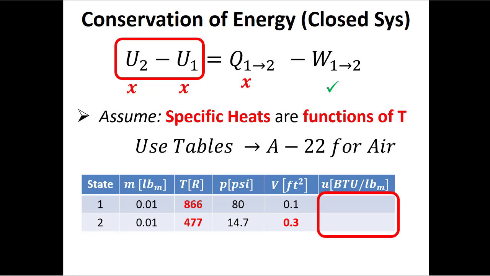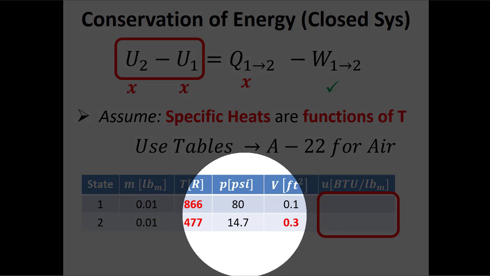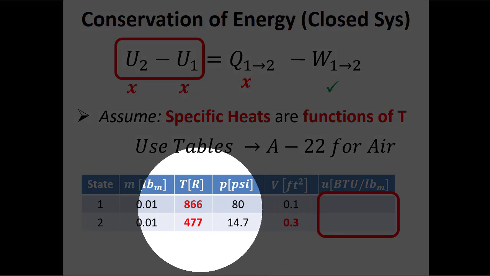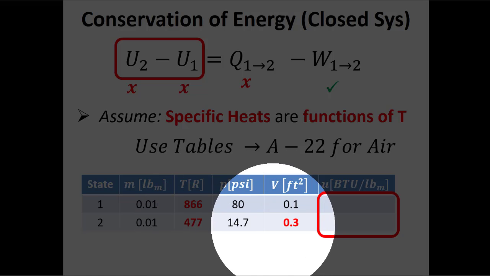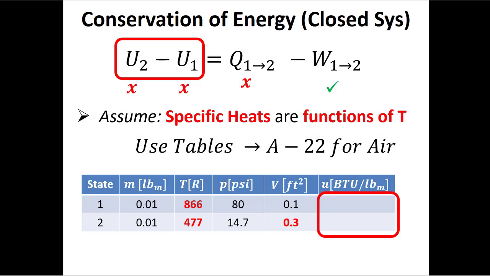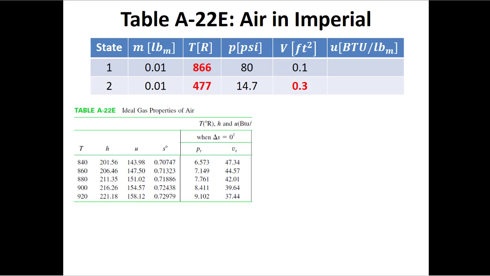So here's my state table. I used the ideal gas law to find these temperatures and this volume, and none of that is going to change because I didn't have to use CV to get any of that information. So all of that stays the same, and I just have to find U.